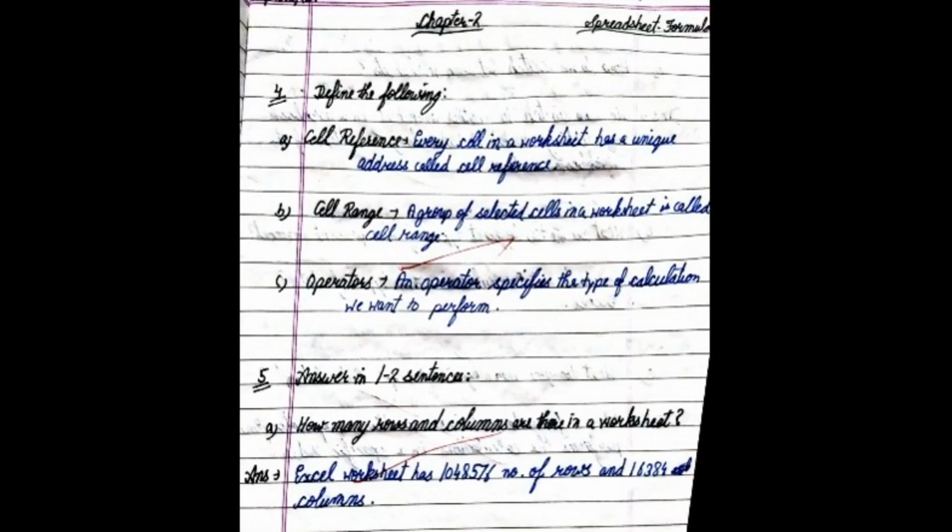Next is answers in one or two sentences. How many rows and columns are there in a worksheet? So its answer is Excel worksheet has 10,48,576 number of rows and 16,384 columns.